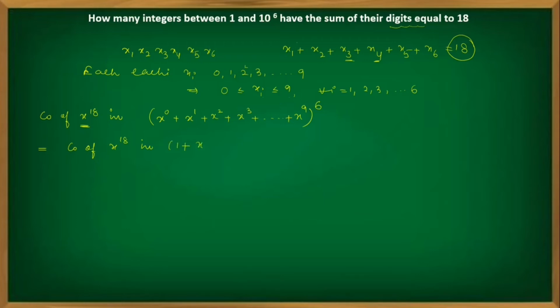1 plus x square plus x cube plus and so on up to x to the power of 9, whole to the power of 6. Now can you see it is in a geometric progression whose common ratio is x? Common ratio is what? x. So using the geometric progression formula, what do you get here? (1 minus x to the power of 10) by (1 minus x) to the power of 6.